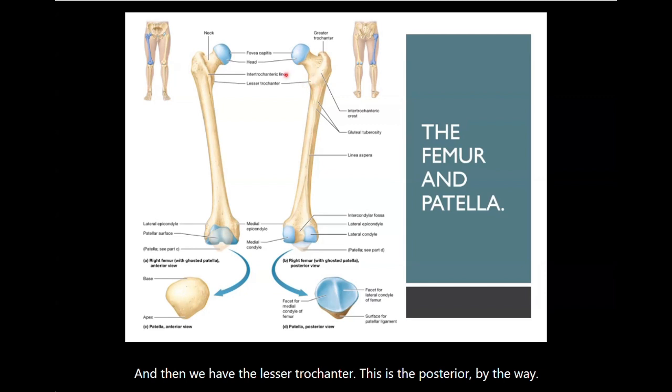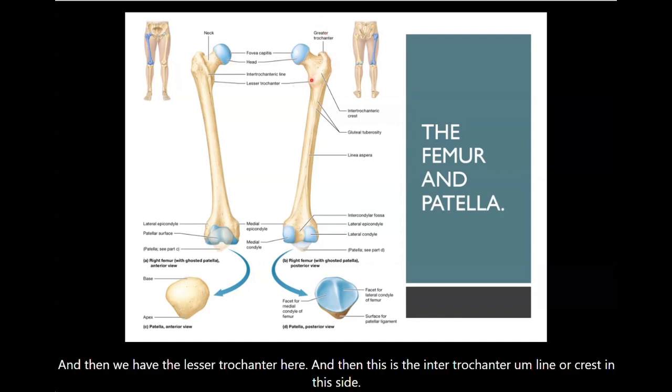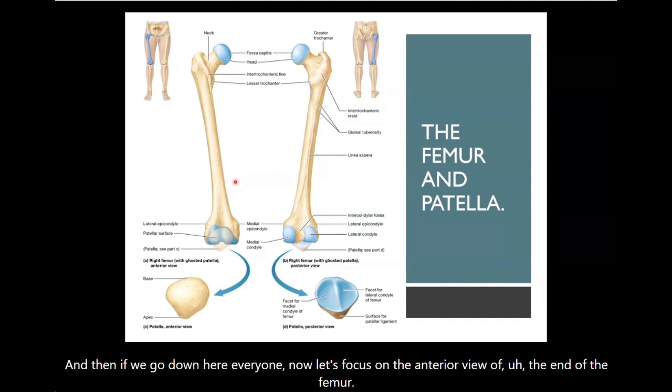This is the posterior, by the way. I'm covering anterior and posterior at the same time, and whichever we see better, okay? So this is the head, and then what did we say? This is the greater trochanter, and then we have the lesser trochanter here, and then this is the intertrochanteric line or crest on this side. And then if we go down here, everyone, now let's focus on the anterior view of the end of the femur.